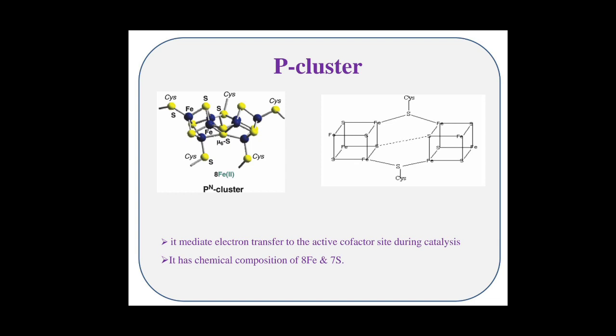Now there is the P cluster. It mediates electron transfer to the active cofactor site during catalysis. It has a chemical composition of 8 iron and 7 sulfur atoms. The P cluster is believed to assist the reaction by transfer of electrons.